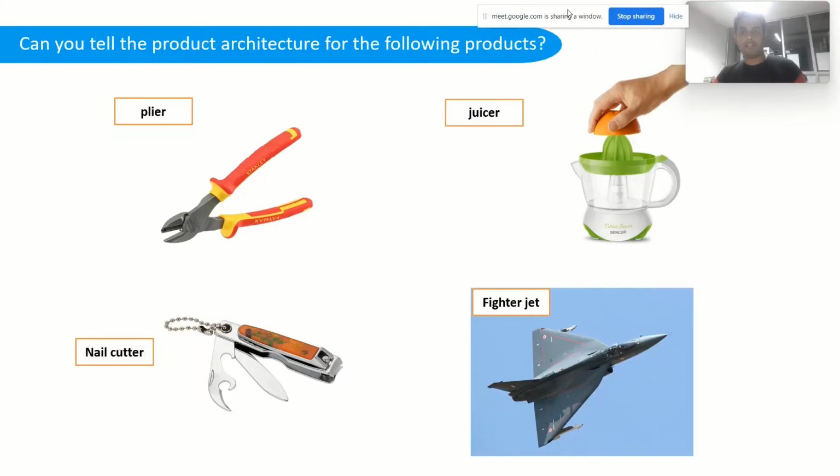Okay, so here's a quiz. A class quiz for you. Can you tell the product architecture for the following products? Say, plier. It's a modular architecture. Why?